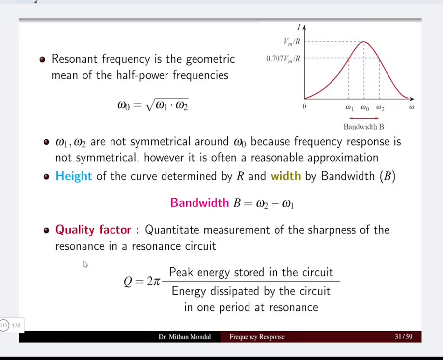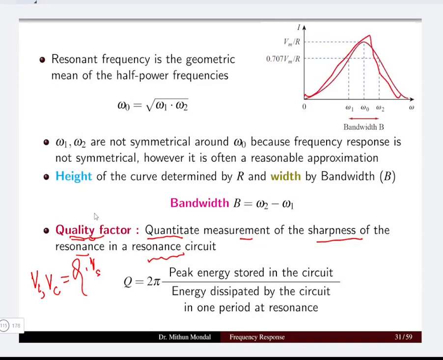We will introduce one new term, the quality factor, which we have taken previously, and we have seen that the inductor voltage and the capacitor voltage at the resonance condition are the quality factor times the source voltage Vs. Quality factor is basically a quantitative measurement of the sharpness of the resonance in the resonant circuit. So we have seen that in the resonant circuit there will be some sharpness. This is the sharpness curve.